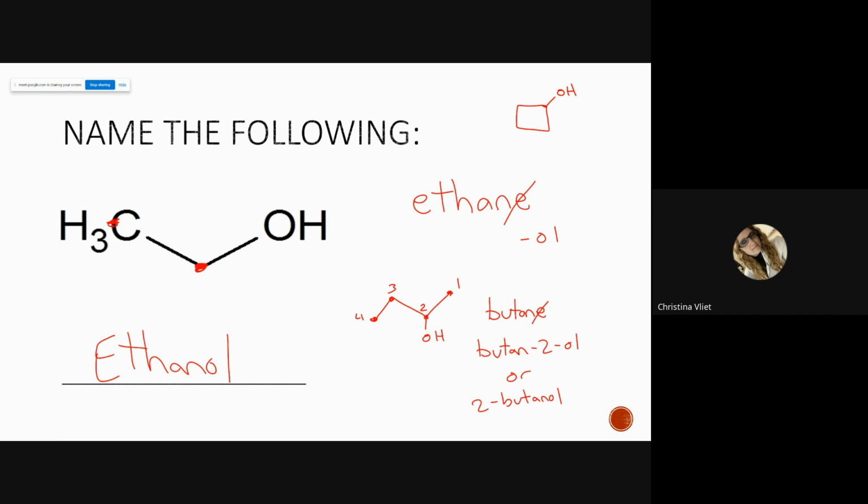What's that? Cyclobutanol. Cyclo, in a ring. Butane, 4 in the ring, right? And there's no other option for where that alcohol can go. It has to be on carbon 1, so you don't put a number. So that's something important to note. You only put a number if there's an option, like a different possibility of where it's going to be. So it has to be on carbon 1 in the ring. That's it. Cyclobutanol.